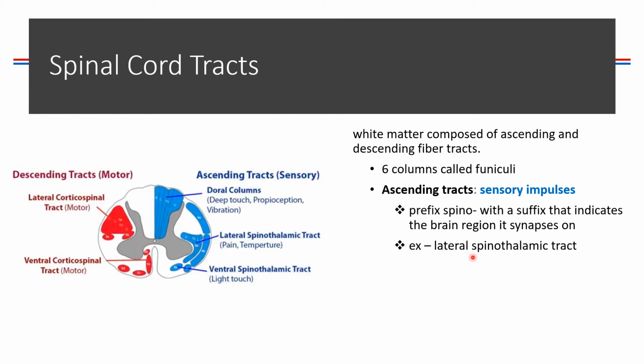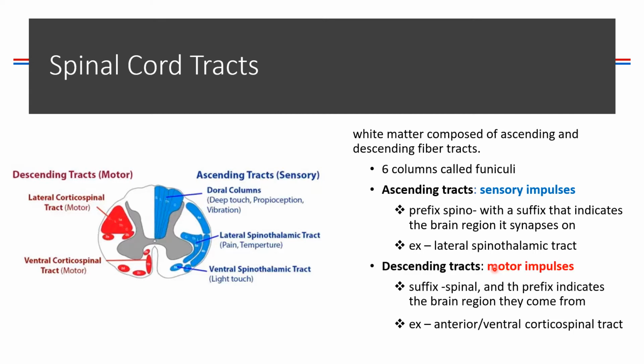So for example, we have the spinothalamic tract, and there's actually a lateral one and a ventral one. And these are two that we're going to look at. So they're going from the spine and heading up towards the thalamus. The others, the dorsal columns, have a special name for them, and I'll tell you why when we get to those. The descending tracts are coming down from the brain.